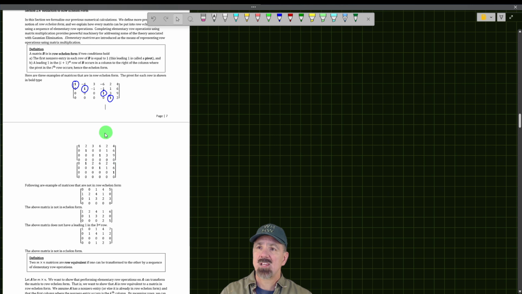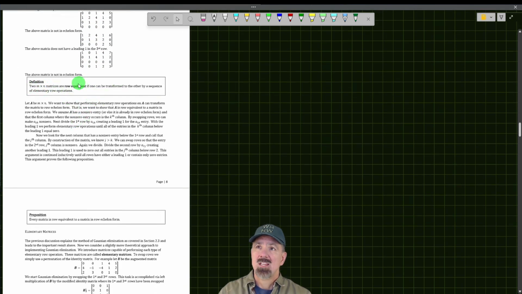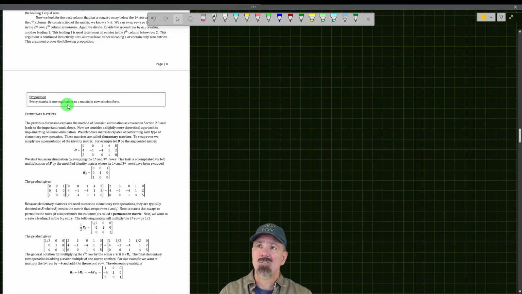So there are some examples of things that are in row echelon form and things that are not. This is an important result, but we're not really covering it in this class. We'll get to an equivalent important result when we get to the reduced row echelon form. And same thing here, right? Every matrix is row equivalent to a matrix in row echelon form.